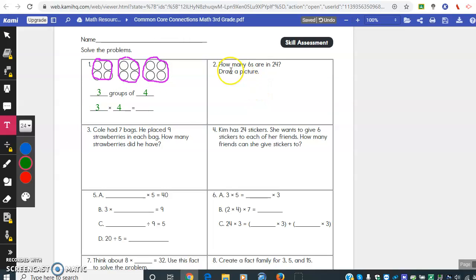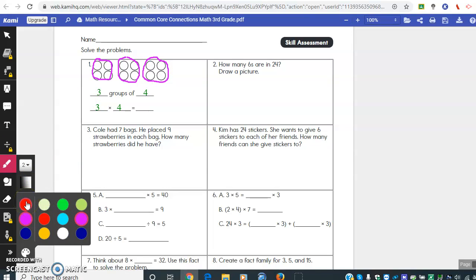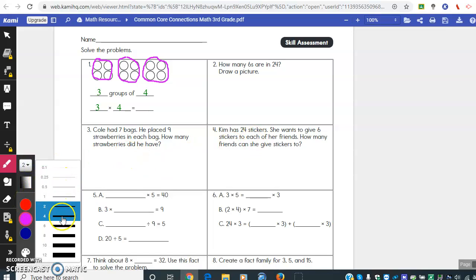Number 2, it says how many 6s are in 24, draw a picture. And you've got some choices here. You can do an equal groups model like this and just make groups. Let's thicken that up a little bit. So if I go in, I can do it like this. I've got 1, 2, 3, 4, 5, 6. That's one group of 6.